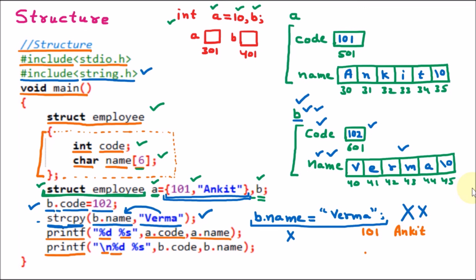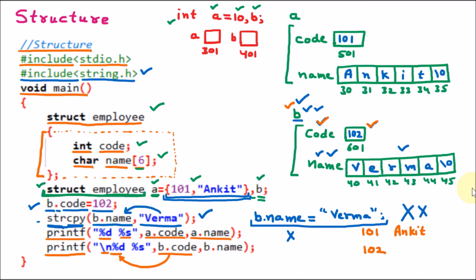%d, that is for the integer value. So here b dot code. We know that b is the structure variable which has the first part, which is code, and the code value is 102. So this value will go to the %d. So here in the next line we have the value which is 102.